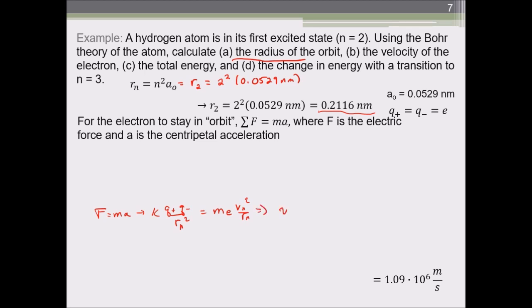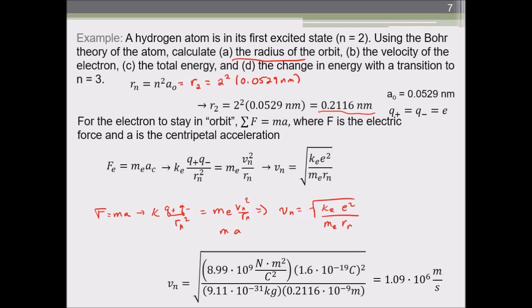And then I can solve that for the velocity at any given n state, which is equal to the square root of my Coulomb's constant, e squared. Remember, this is a proton and an electron, so their charges are just e, over the mass of the electron times the radius of n squared. So this is mass times acceleration, with that being centripetal acceleration. I know equations from fall semester, so it's been a while. And so now I have an equation where I can just put the numbers in.